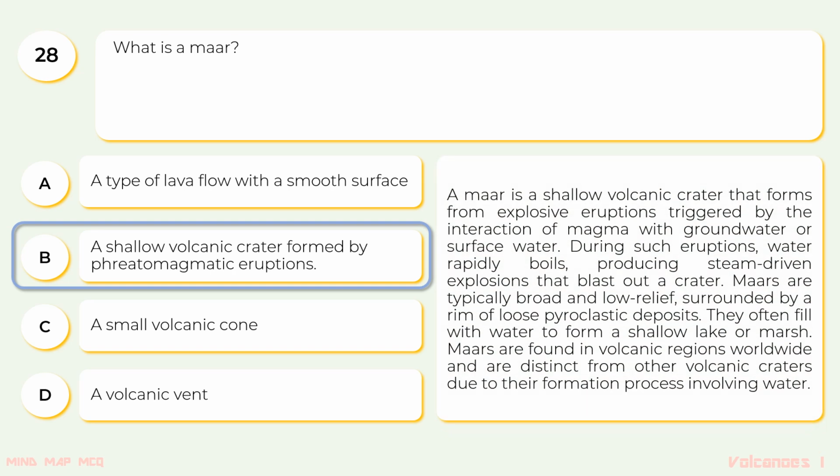A maar is a shallow volcanic crater that forms from explosive eruptions triggered by interactions of magma with groundwater or surface water. During such eruptions, water rapidly boils, producing steam-driven explosions that blast out a crater. Maars are typically broad and low relief, surrounded by a rim of loose pyroclastic deposits. They often fill with water to form a shallow lake or marsh. Maars are found in volcanic regions worldwide and are distinct from other volcanic craters due to their formation process involving water.